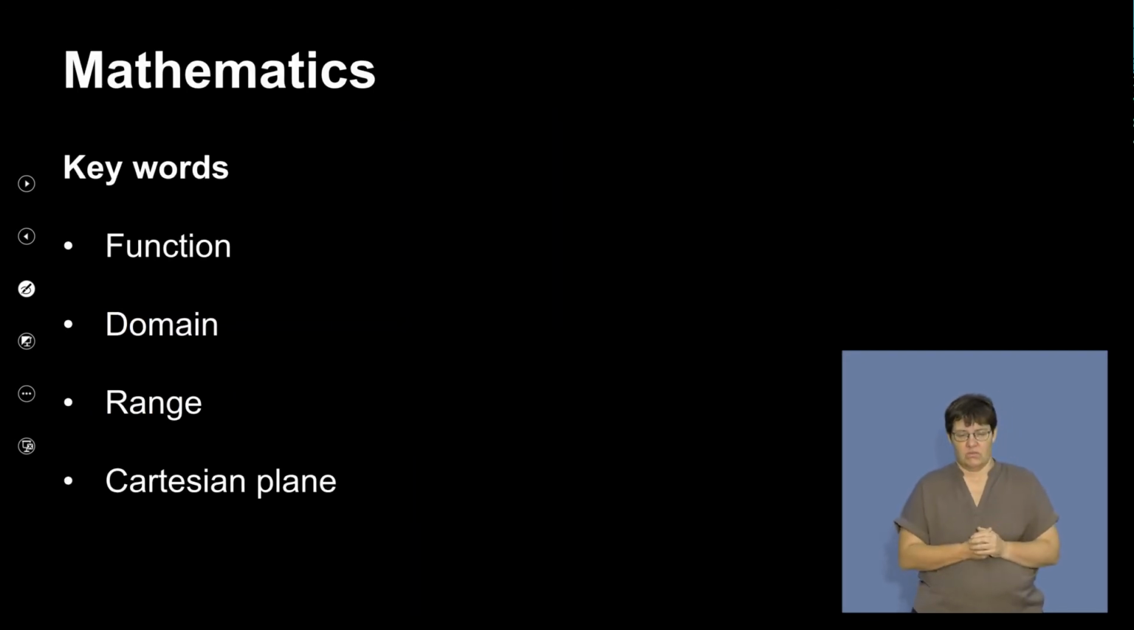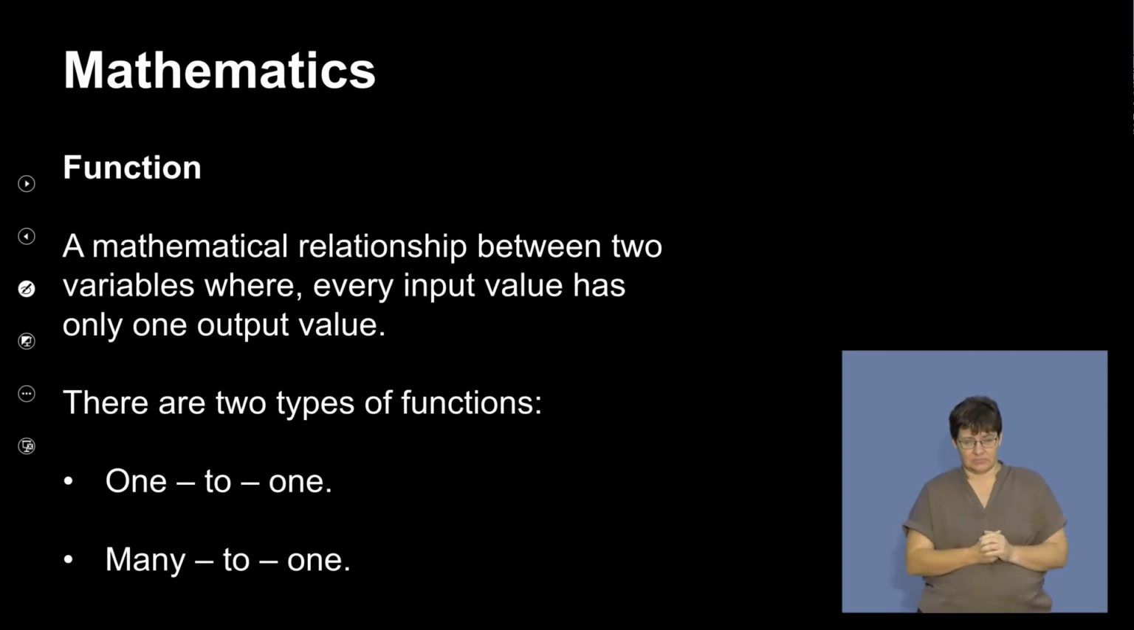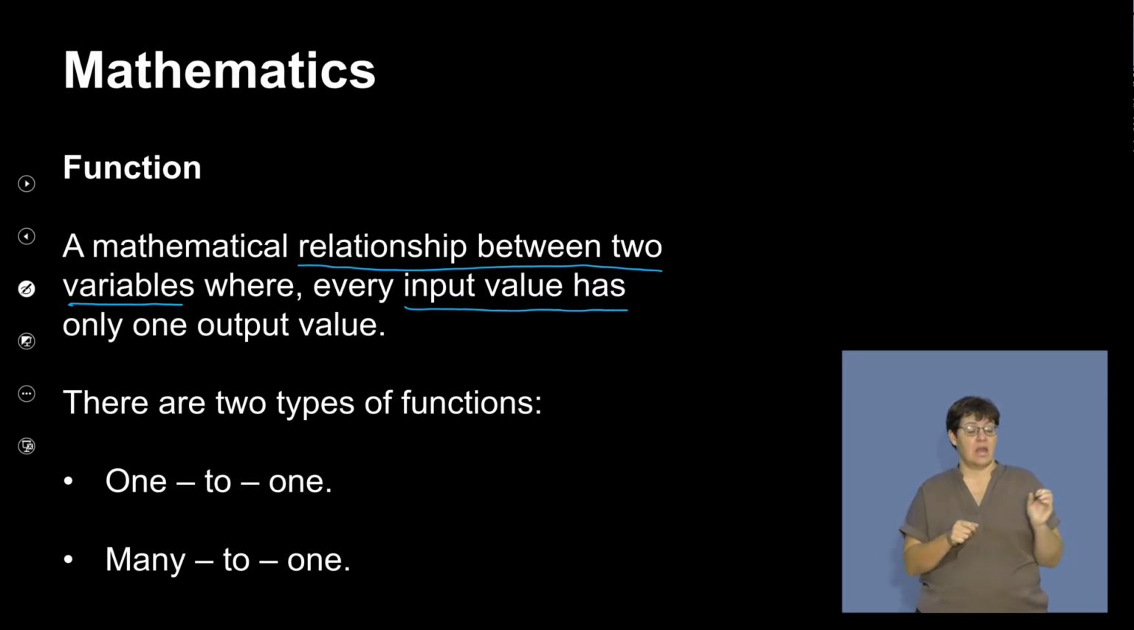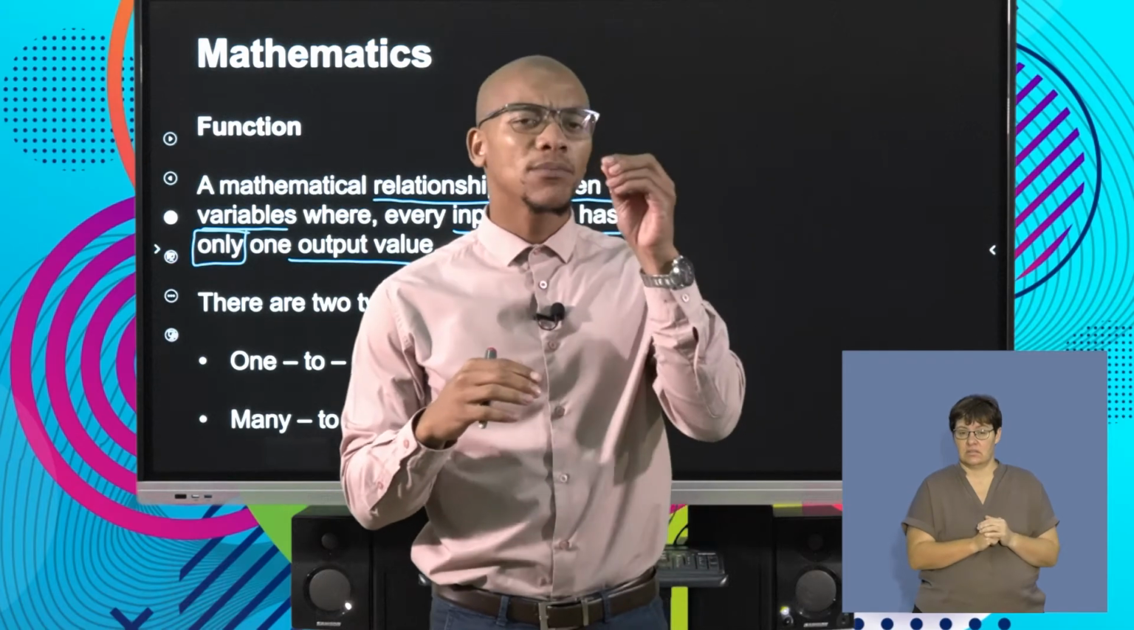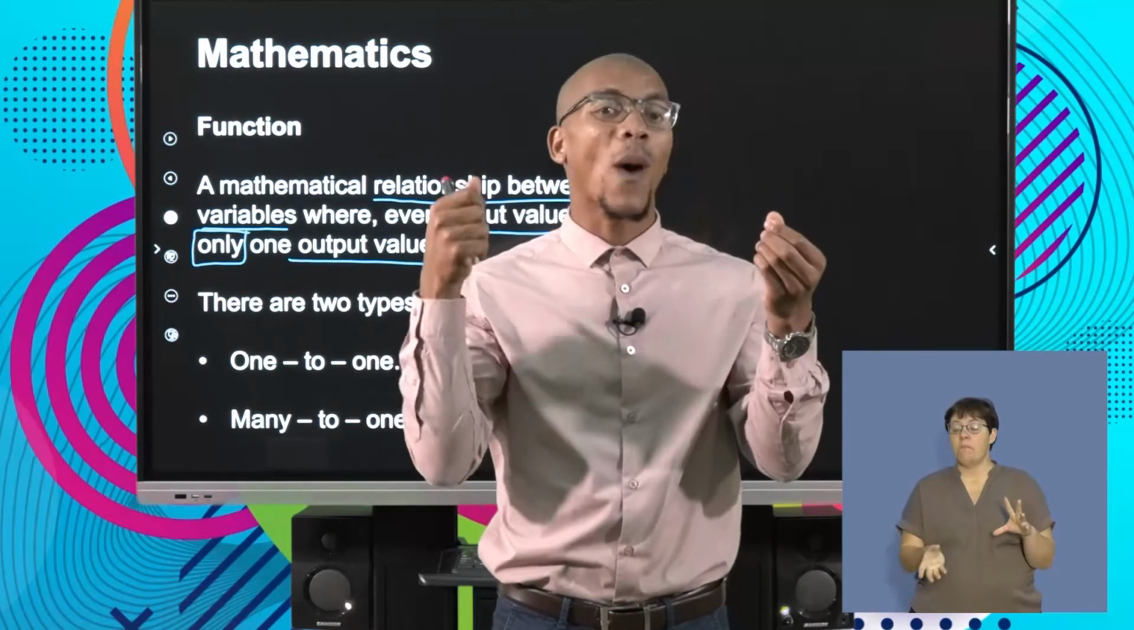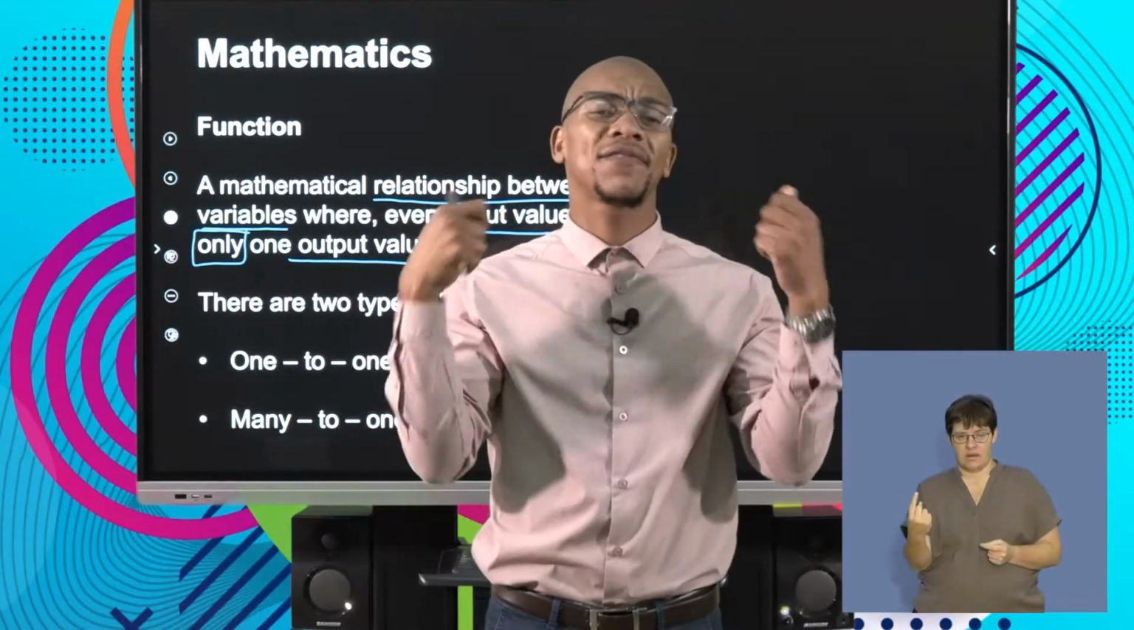Now, the keywords for this particular lesson will be the function itself. What is the function? A domain, a range, and a Cartesian plane, because all the functions are plotted on what we call a Cartesian plane. Now, a function is a mathematical relationship between two variables where every input value has only one output value. Now, the most important thing here, guys, is every input that you have must only give you one output value for it to be called a function, right?